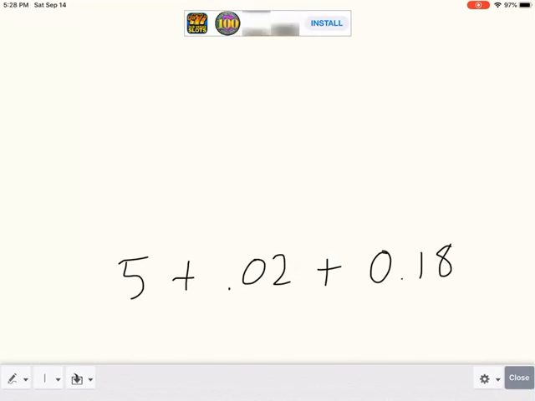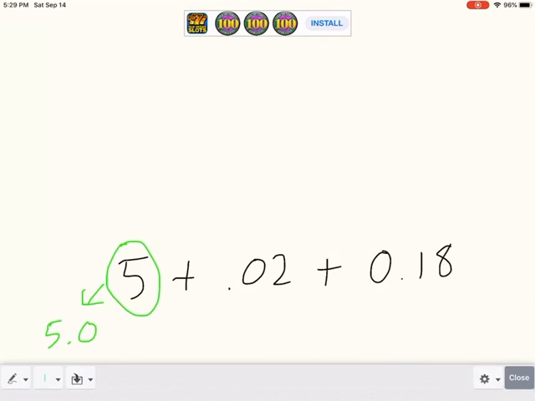Alright guys, we're going to learn about adding decimals today. Adding decimals, there are a few rules you've got to remember. One, this is a whole number. Anytime you have a whole number in a decimal problem, the decimal point is always to the right of the whole number.